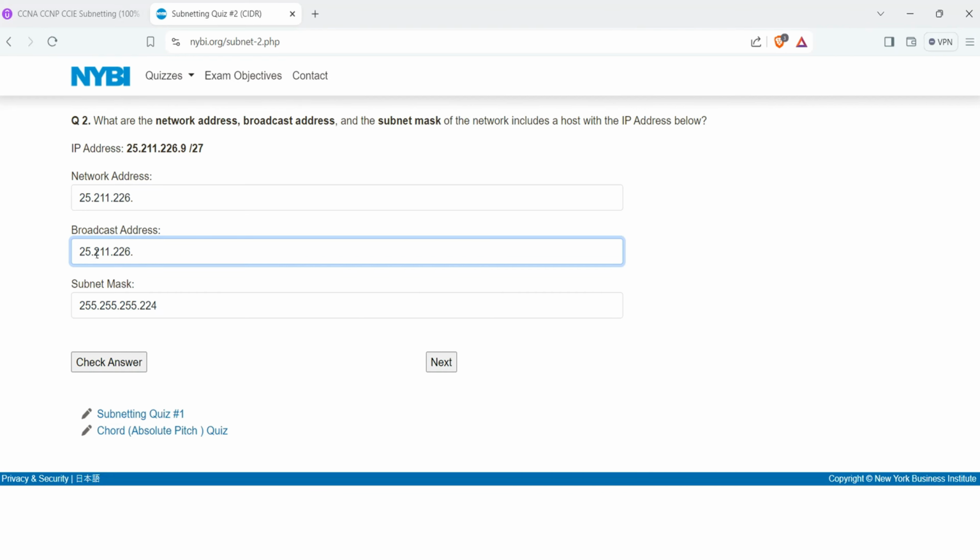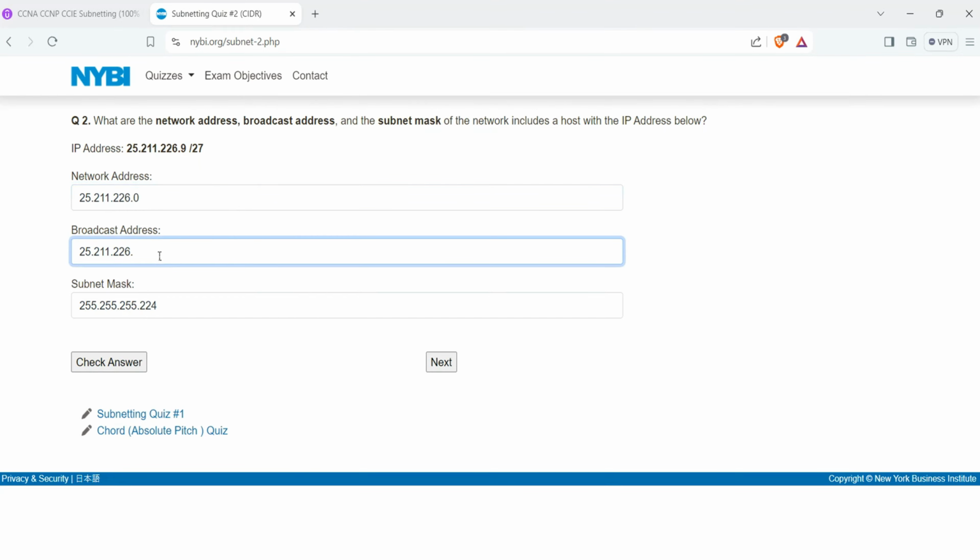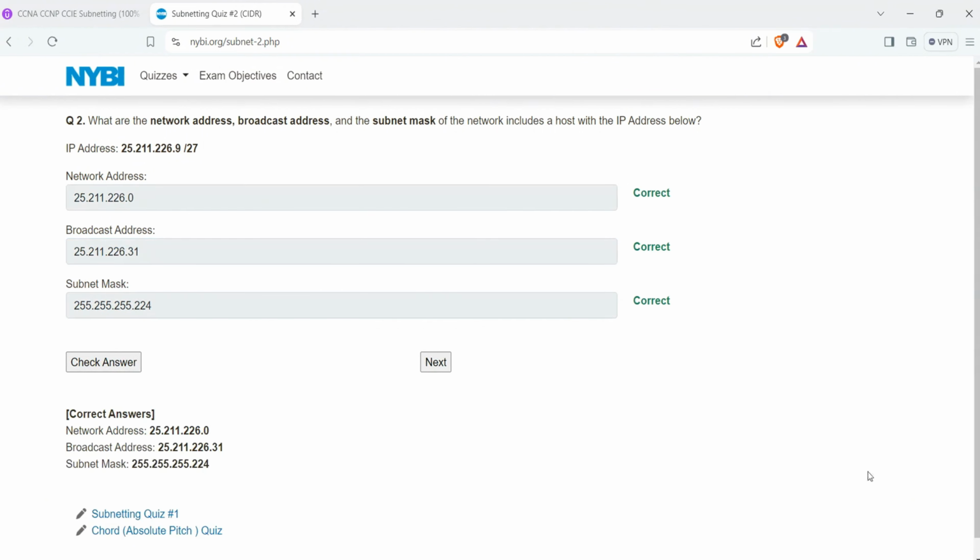Well, how did I get 224? 128, 64, 32. The jump start is 32. 0, 32. Oh, I'll stop there. Why? Because the number 9 falls in between 0 and 32. 0 is a network ID. Next network is 32. Broadcast is 31. And check answer. See that? Just like that, I could see exactly what I'm doing.